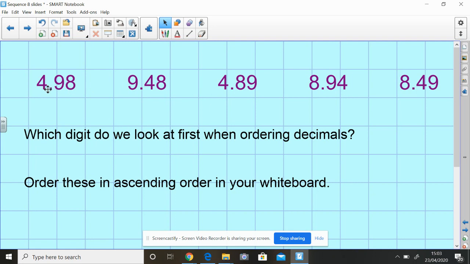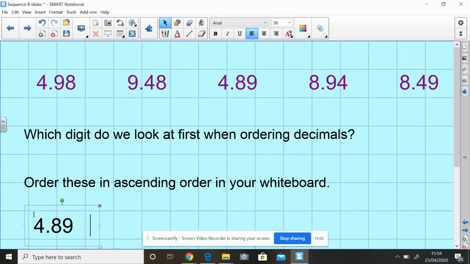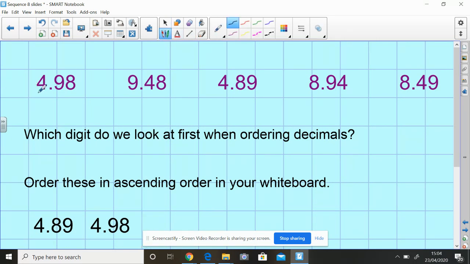They're both the same number, so I move to the next column, which is the tenths. In the tenths, I have got a 9 and an 8. We know that 8 is less than 9, so 4.89 comes first, and then 4.98 comes next. Right, so we've done these two. Let's cross those out so we don't get confused.